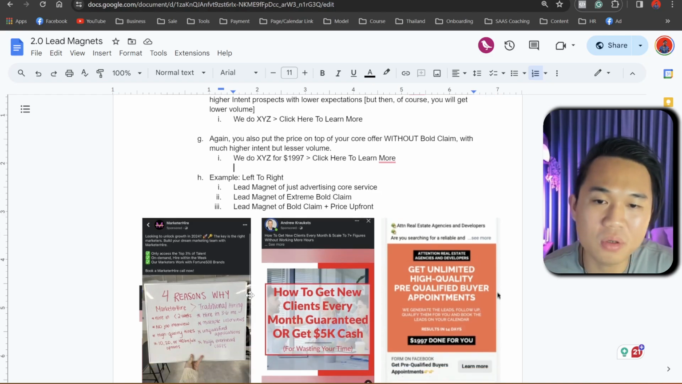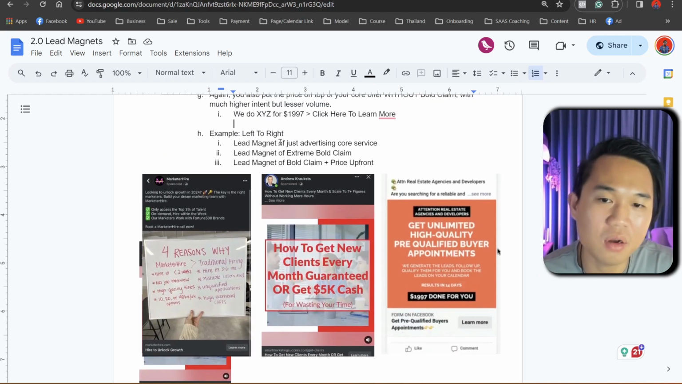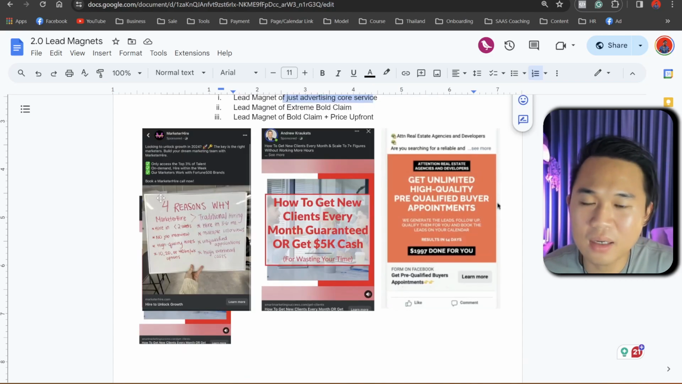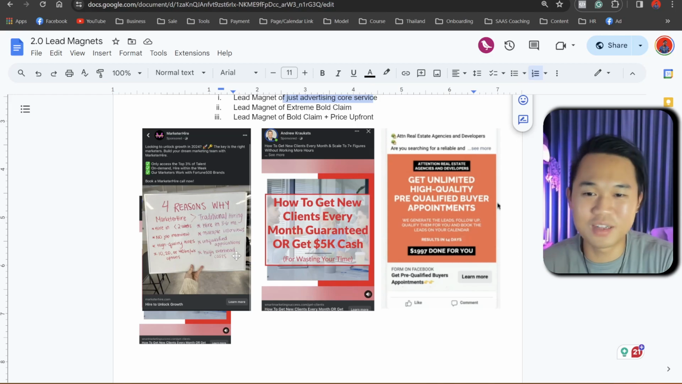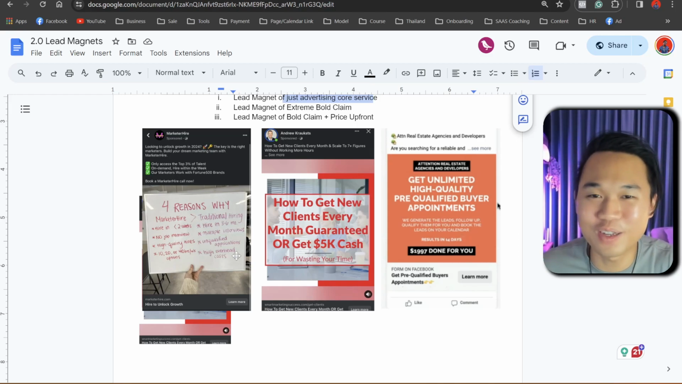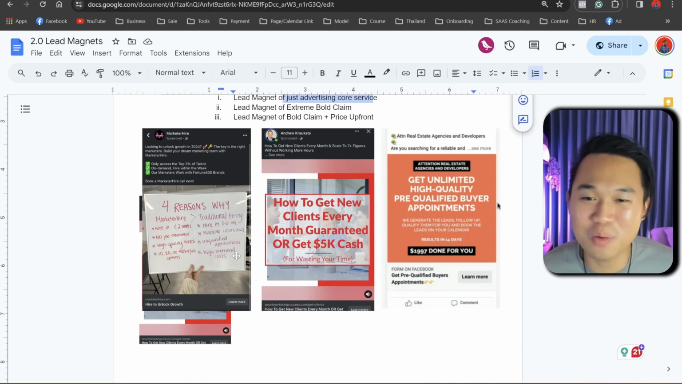So an example of that, left to right, we're going to start off with a lead magnet of just advertising the core service. This is a recruiting agency, I believe. I just saw them on Facebook. I've never done business with them, but it's an interesting ad. They're literally just offering what they do, right? There's nothing special about them. They just offer what they do and say click learn more.